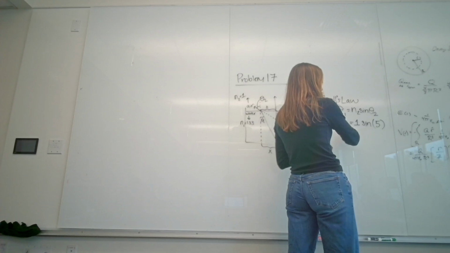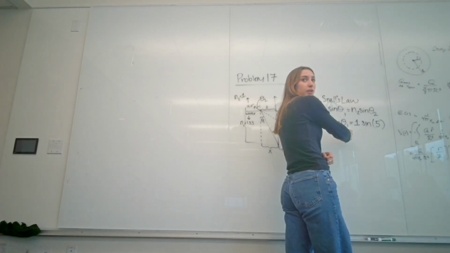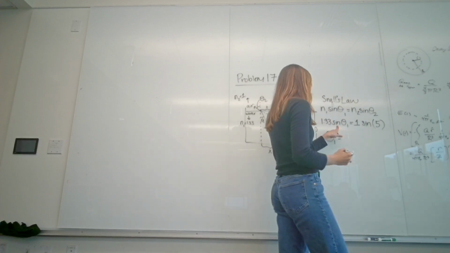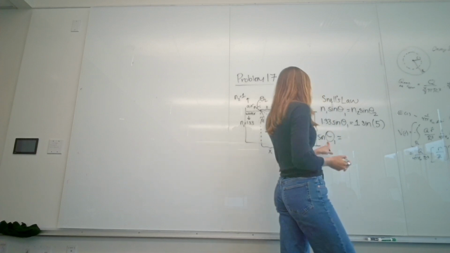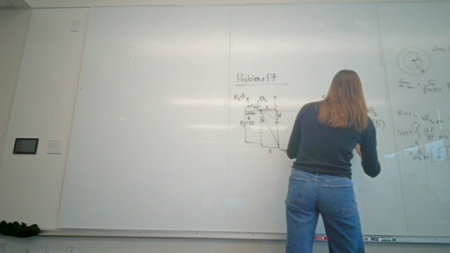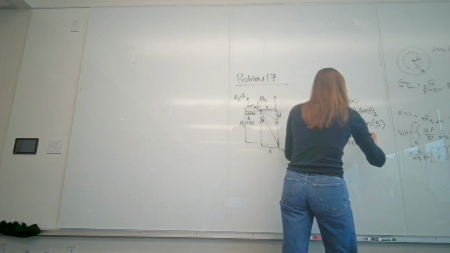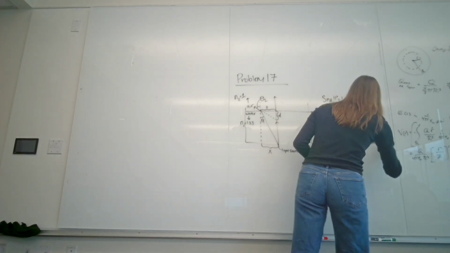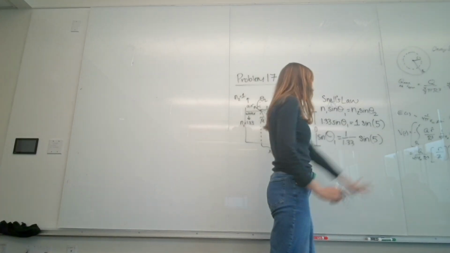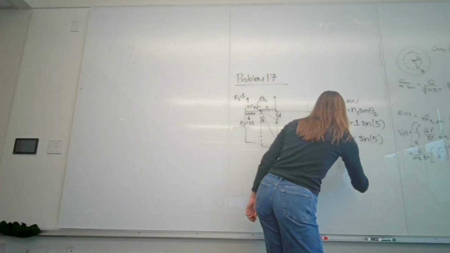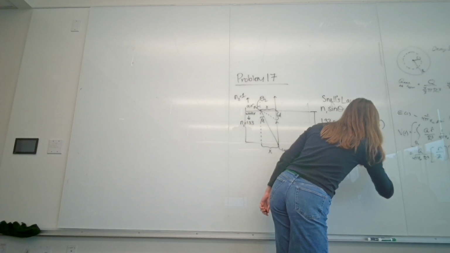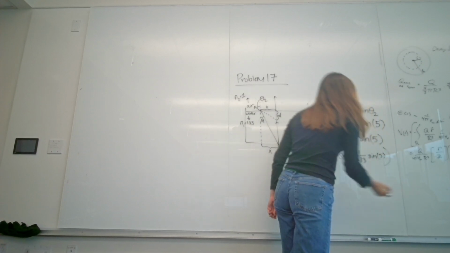Okay, we see that we don't have a theta 1. So you should probably be thinking, I should solve for that. I'm actually going to do this step by step. So sine of theta 1 equals 1 over 1.33, just dividing 1.33 over to the other side, times sine of 5. To find theta 1, I want to take the inverse sine of the right-hand side. So I'm going to say theta 1 equals sine inverse of 1 over 1.33 times sine of 5 degrees.